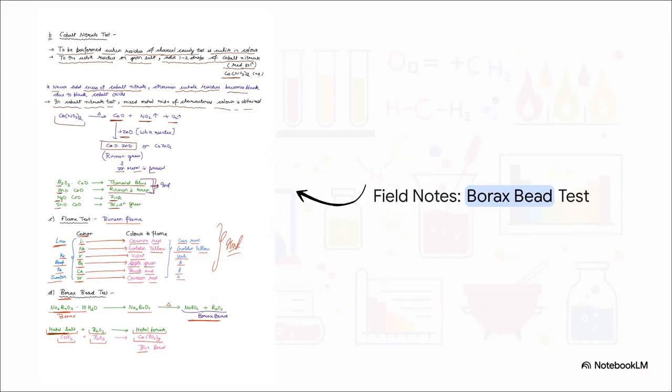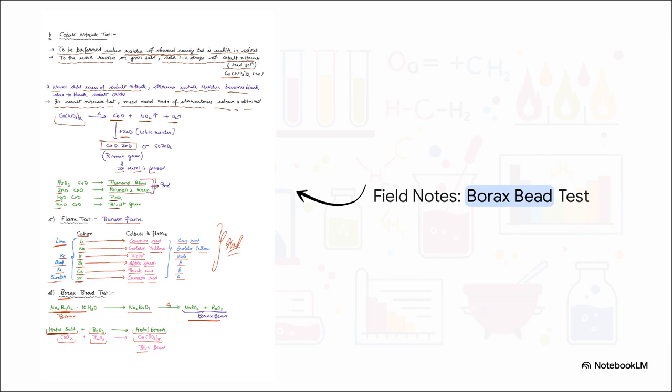Now, for transition metals, we whip out the borax bead test. We heat borax until it swells and melts into this clear, glassy little bead, and then we dip it into our salt. Depending on whether we use an oxidizing or reducing flame, the metal salt forms distinctively colored beads.